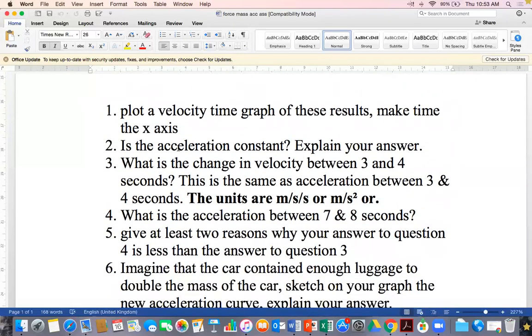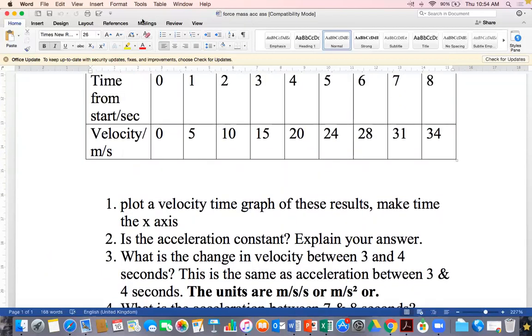Now, next question. Give at least 2 reasons why your answer to question 4 is less than the answer to question 3. Because the velocity wasn't constant between 7 and 8. Is it higher between 3 and 4, and then between 7 and 8, it is lower? Because from 0 to 4 it was constant. Then from 5 to 8 it was not constant, so it can change. Okay, what else?